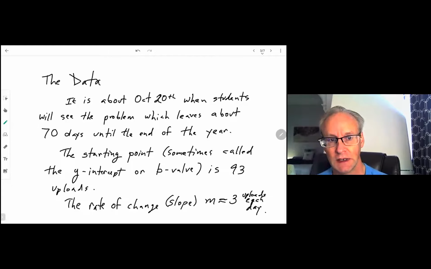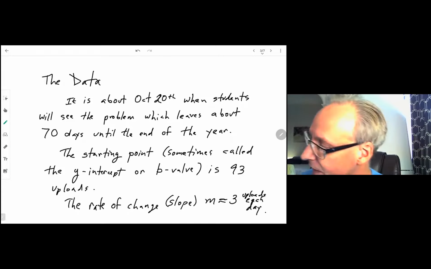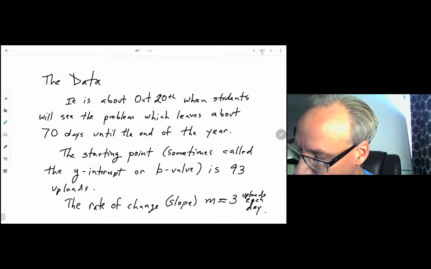So October 20th until the end of the year, we've got the rest of October, which is about 10 days. It's actually 11 from the 20th. And then we have all of November and all of December, which is 30 days each, more or less, and 10 days in October, which gives us a total of 70 days until the end of the year. About. We're estimating.